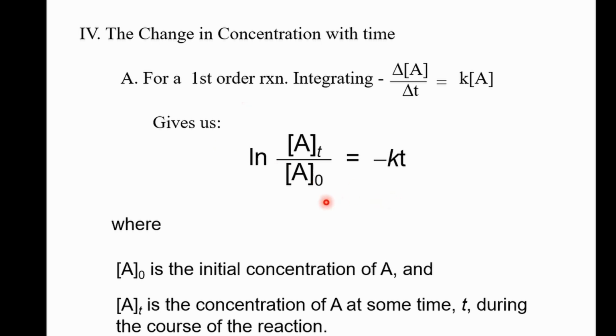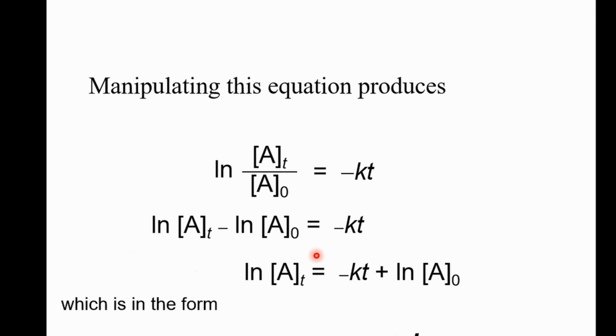Well, we can use our property of logs that says the log of a quotient is equal to what? The log of the difference, really? Right here it is. The log of a quotient is equal to the log of the numerator minus the log of the denominator.